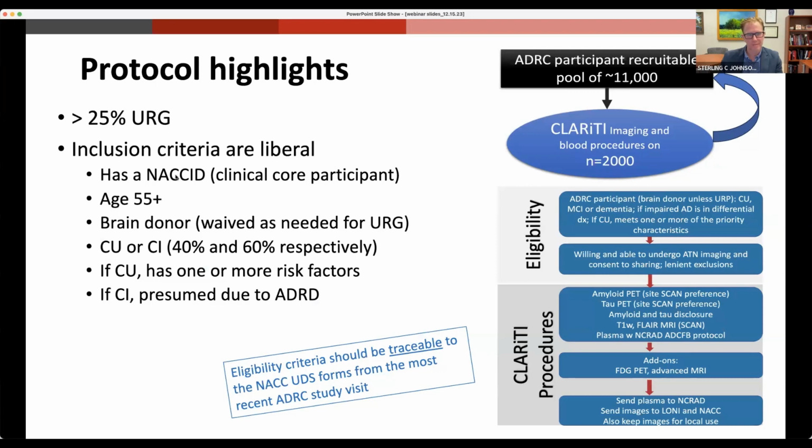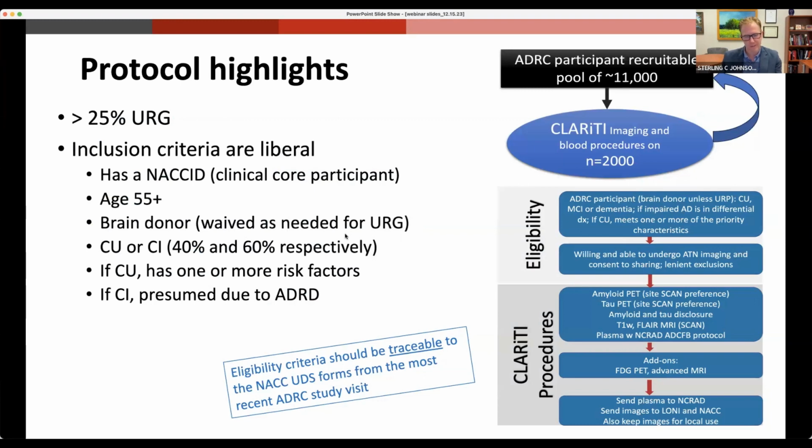They need to have a NAC ID and be in the clinical course so that the data we collect can be linked up with the rest of their NAC data. Age 55, brain donor. And this is really one of the identities of our protocol, is that they're brain donors, although this priority is superseded by whether they're a URG.